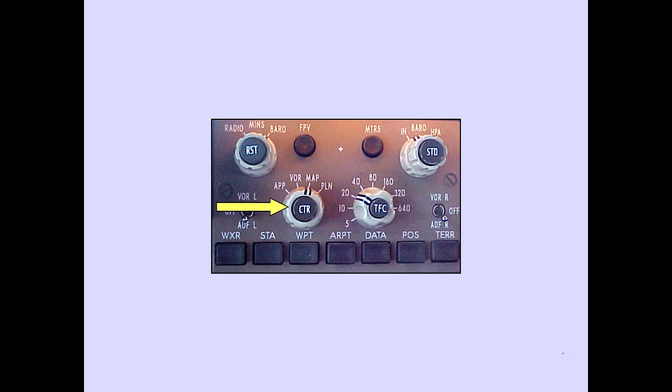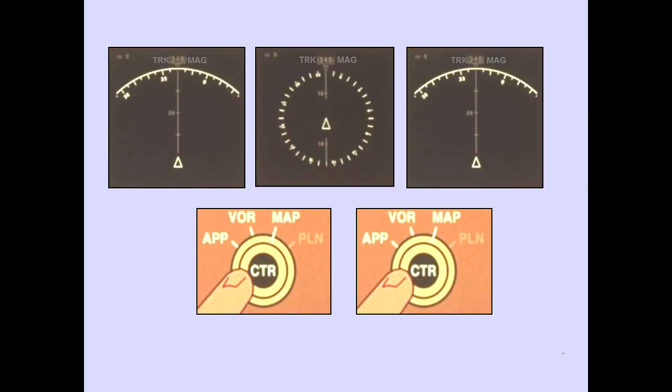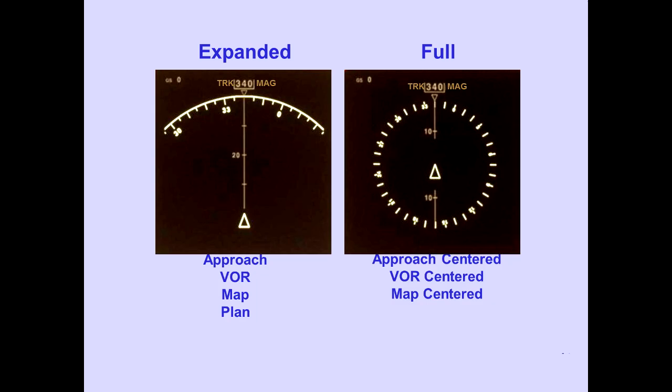The ND mode selector on the EFIS control panel is used to select the desired mode. Pressing the center CTR switch selects between the expanded and full compass rose displays. The expanded compass rose displays are the approach, VOR, map, and plan modes. The full compass rose displays are the approach centered, VOR centered, and map centered modes. There is no plan centered mode. Indications common to most ND modes will be discussed first, then each mode will be examined.